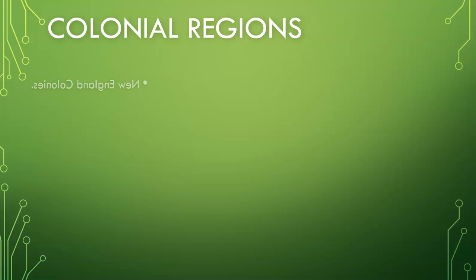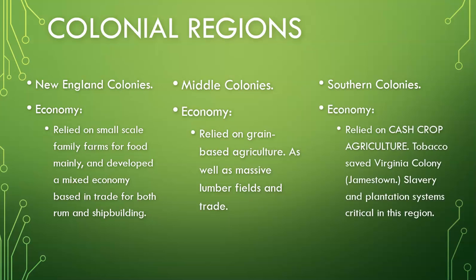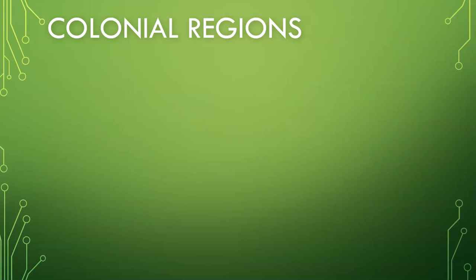The three big regions. Let's just put them all out here. The New England colonies: small-scale family farms for food, mostly. They didn't make their money that way. They made their money in a mixed economy based on trade. They loved trading rum, shipbuilding, all that good stuff. Middle colonies relied on grain-based agriculture, massive lumber fields for trade, mainly grain, bread basket. Think bread basket when you think middle. Southern economies: cash crop agriculture, tobacco saved Virginia, but slavery and plantation systems were critical to the southern region.